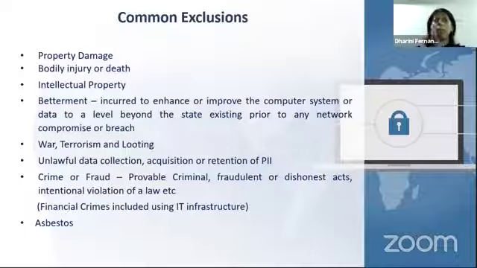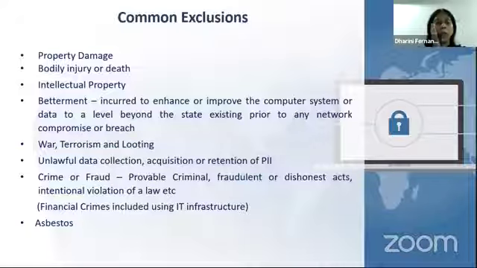So betterment means if there's anything done to enhance or improve the computer system or the quality of the data to a level beyond what was in existence prior to any network compromise or breach, that won't be covered. Obviously, war, terrorism, and looting are not the subject of this policy. Unlawful data collection and acquisition or retention of PII is not covered. Some regulated companies can hold sensitive data, and certain types of companies cannot hold other people's sensitive data. So unlawful data collection obviously is not covered under this policy.